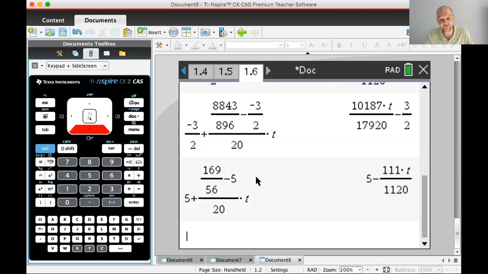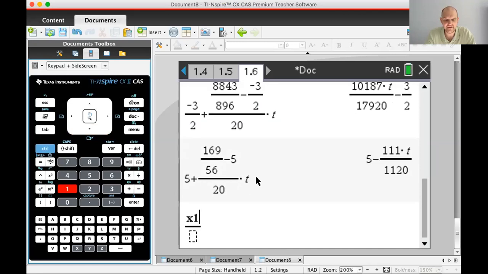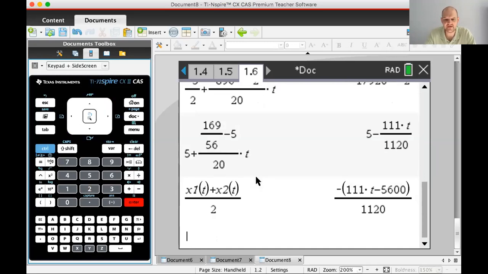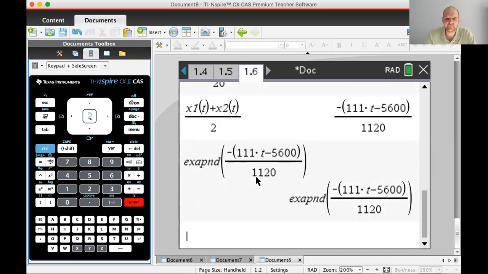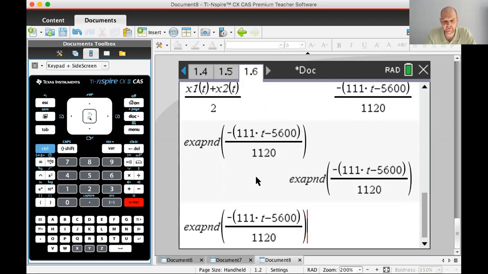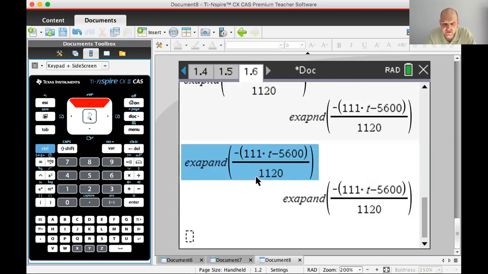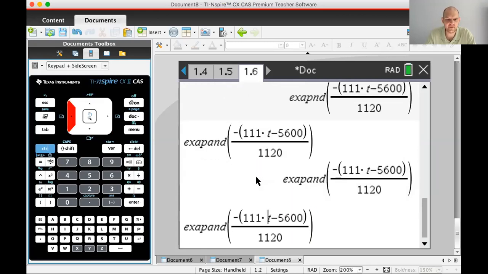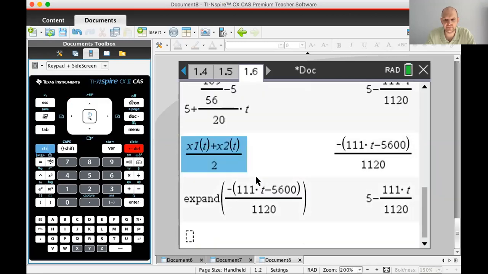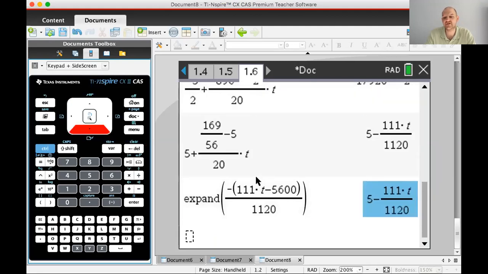Okay, I think that these are our equations, and what we can actually do is x1 of t plus x2 of t divided by 2. Just find the midpoint, and we get this. And if I expand this, if I spell expand right, expand x. Oh man, this isn't going well. All right, expand, delete, delete, delete. You can see that those are the same.